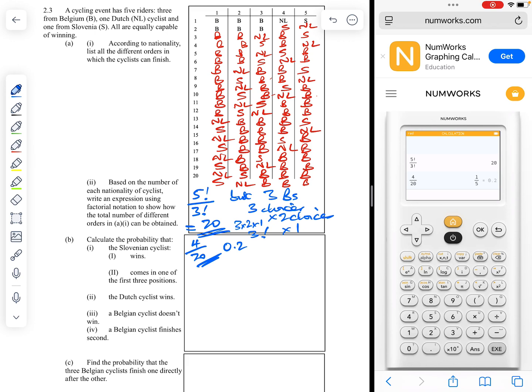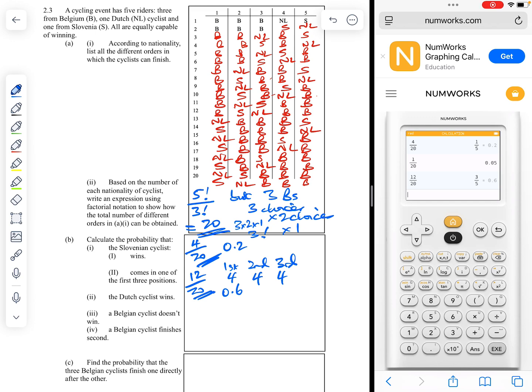What's the probability that the Slovenian comes in one of the first 3 positions? In other words, first, second, or third. This is 4. We can almost predict what's going to happen. Let's look at second. 1, 2, 3, 4. So that's 4. And then we have 1, 2, 3, 4. There, each position, there are 4 different ways. So that's 12 out of 20, and we get 0.6.